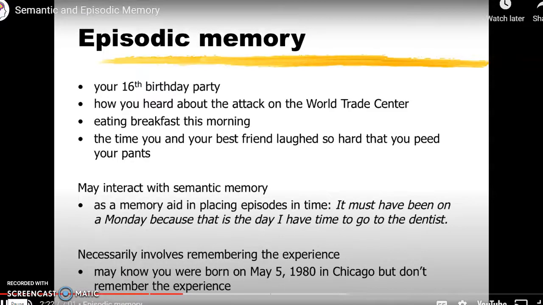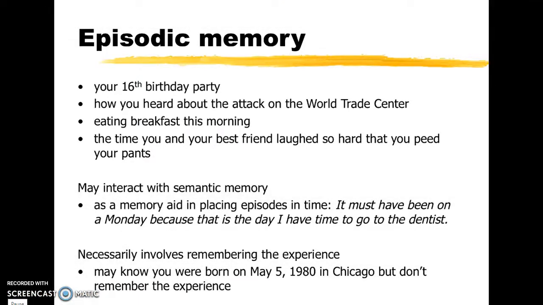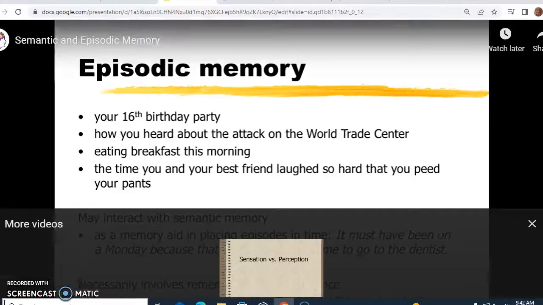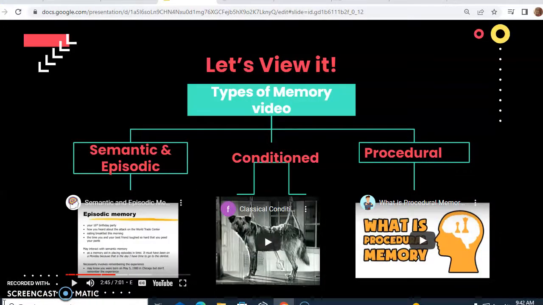So some examples of episodic memory include your memory of your 16th birthday party, or how you heard about the attack on the World Trade Center, or even something as simple as eating breakfast this morning, what time it was, whether it tasted good, or if you were rushed. It could also include memories of the time you and your best friend laughed so hard that you peed your pants, for example. So those are just some examples of episodic and semantic memory.